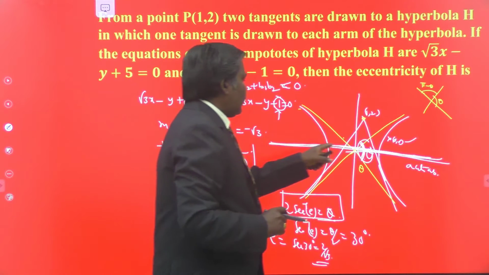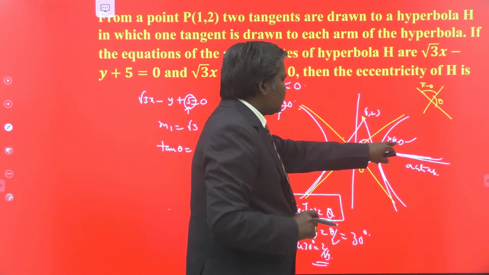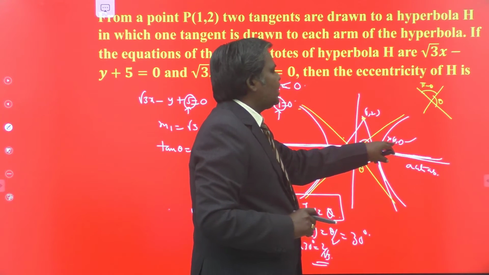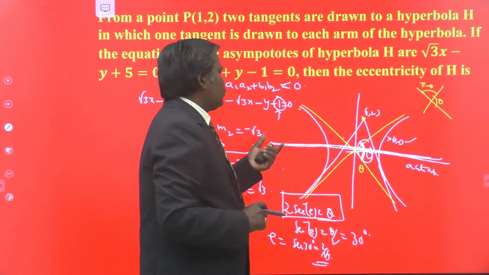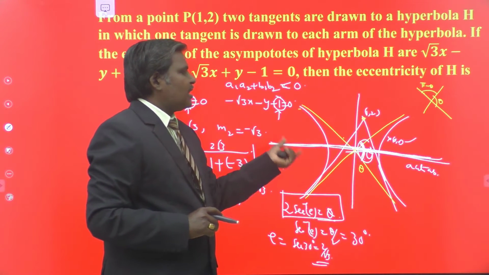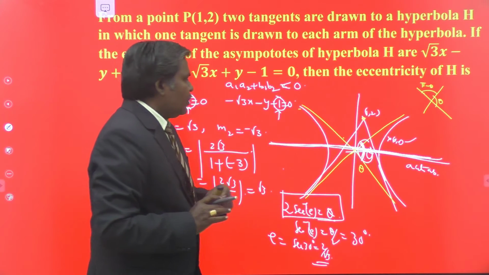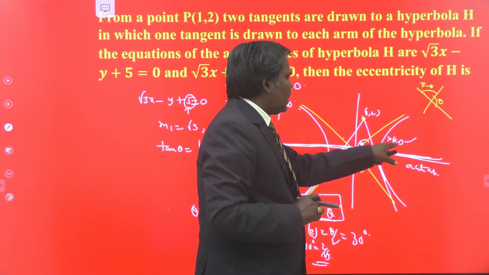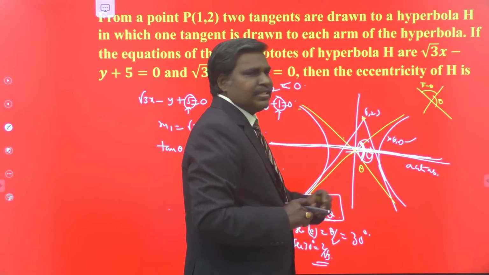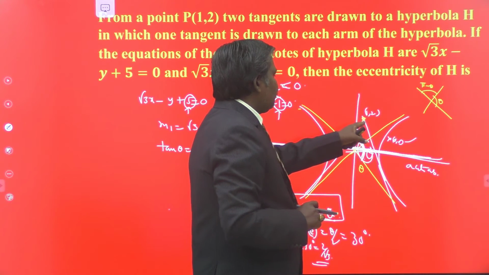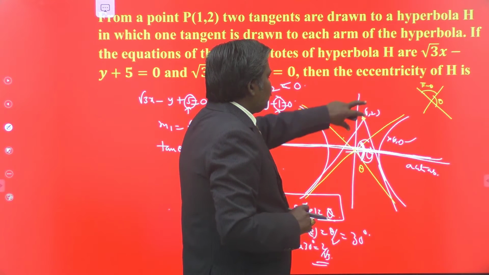Why is it an acute angular bisector? This is the origin. The acute angular bisector contains the origin. When a1 a2 plus b1 b2 is less than 0, the acute angular bisector contains the origin. Again, we have to check the origin and (1, 2). The origin and (1, 2), these two are in different regions. And first of all, this is the point (1, 2) which is in the region.